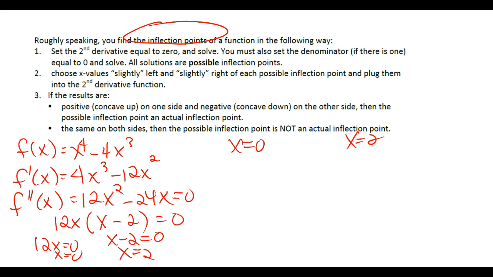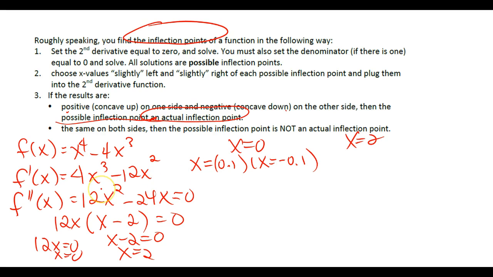So I'm going to test both of these points, x equals 0 and x equals 2. What I do is I need to make sure the second derivative changes sign, right? If the results are positive on one side and negative on the other, or vice versa, then it's an actual inflection point. So let's test something like x equals 0.1 and x equals negative 0.1. All right, we're going to plug those into this second derivative.